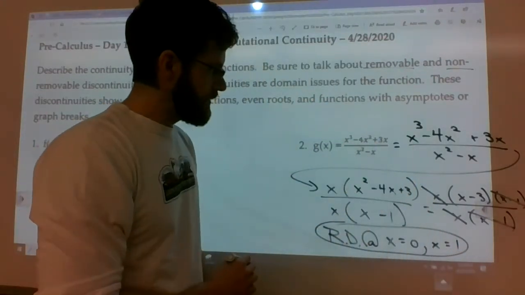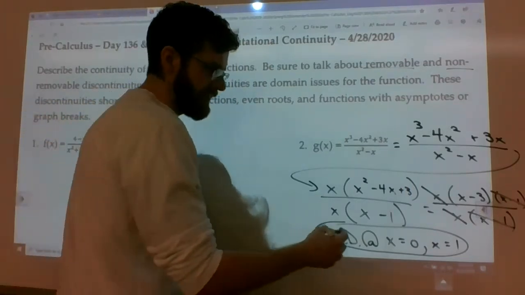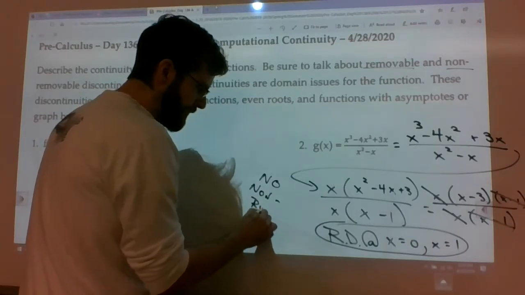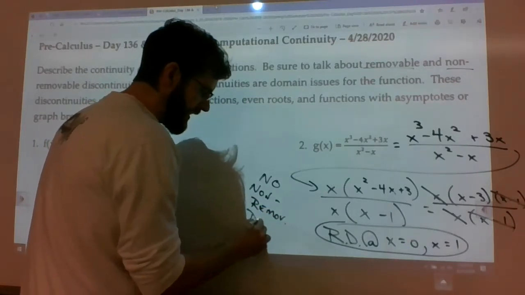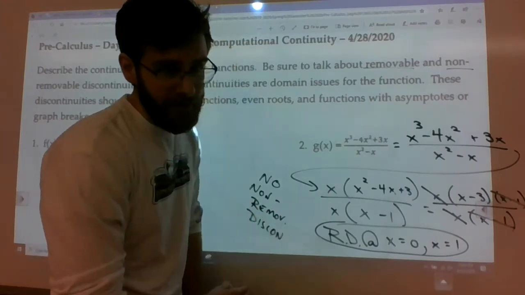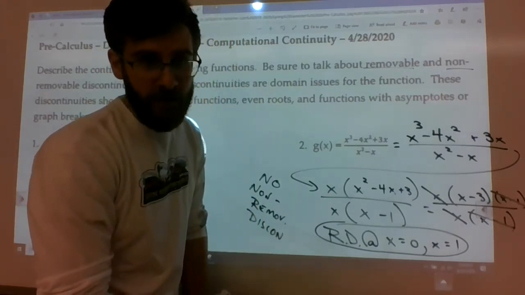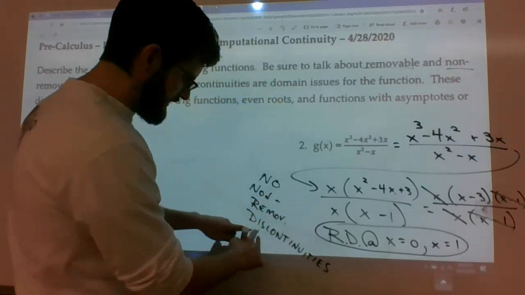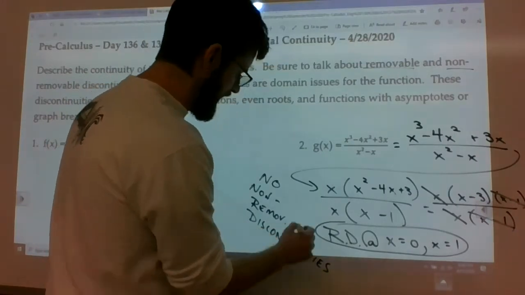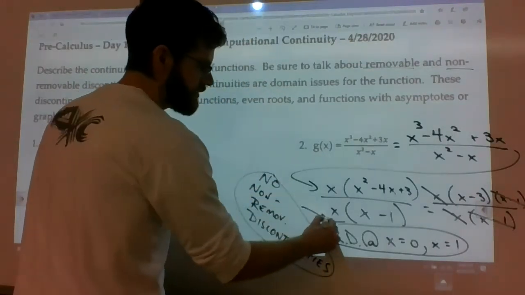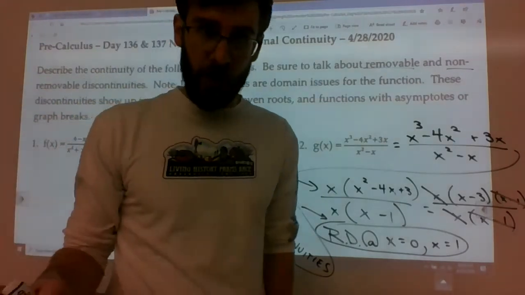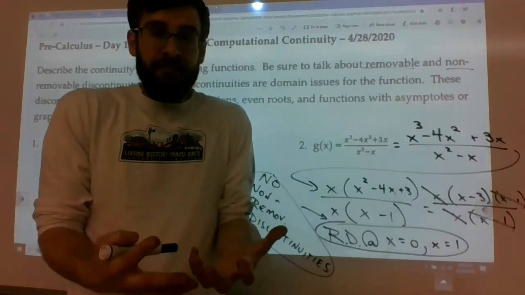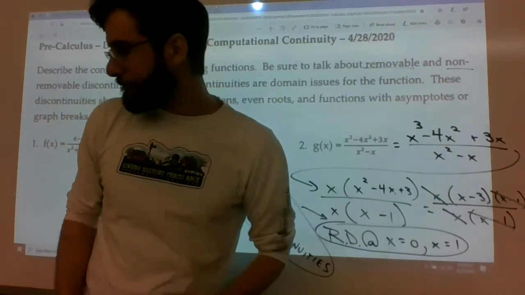All right, so I'm just going to make a note here and say no non-removable discontinuities. And that's not a bad thing for you to do for your notes, to reference. Whoa. Discontinuity. Okay, got it. Just removable discontinuities at x equals 0 and x equals 1. All right. So, as long as you know how to factor, this looks like it's going okay.